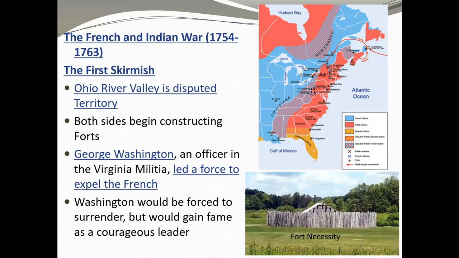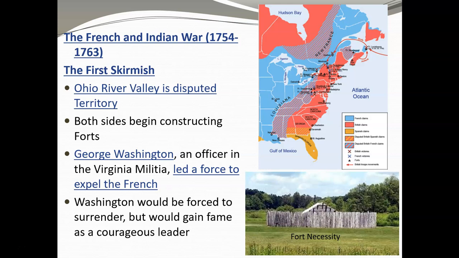George Washington ends up being forced to surrender, but because of his courage and his willingness to attack without regard for his own life, he gains a ton of fame here. And it's important to note this, not so much because of George Washington attacking this French fort, but more so the fact that he was involved in the battle, and this is going to lead to him gaining tons of notoriety towards becoming a president eventually, and a huge leader among those involved in the Revolutionary War.